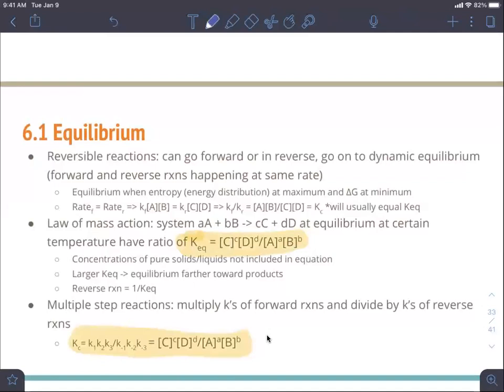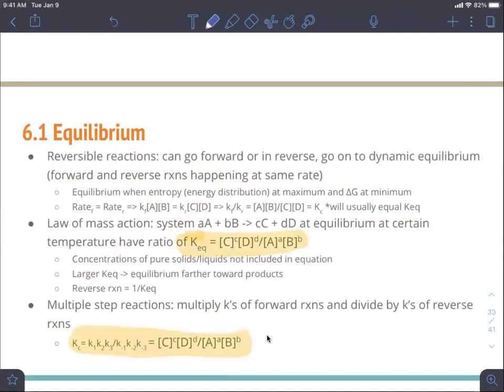So the larger the equilibrium constant is, the farther toward the product it is. This should make sense because if the equilibrium constant is larger, that means the products, which are in the numerator, are much higher. So that just means that the equilibrium is farther toward the product. At equilibrium, there will be lots and lots of products forming and very little reactants forming, so the reverse reaction will rarely happen. If you want to find the equilibrium constant for the reverse reaction, all you have to do is take the reciprocal, so 1 over the equilibrium constant, and that is the reverse reaction.